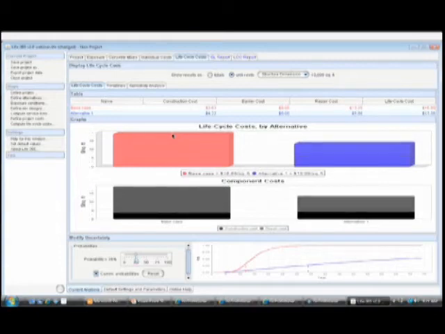So I'm going to modify to 25%. Let's check these values. The blue here is still lower than the red, which means that at 25%, this has a lower life cycle cost. Let's go to 75%.